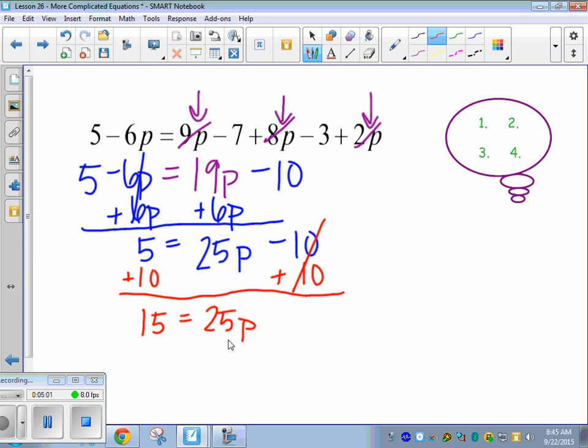Now finally, Aaron, what should my last step be to solve for P? Yeah. Divide by 25. And my final answer will be P equals 15 over 25. What does that simplify to? 3/5. Yeah. 3/5 is my final answer.